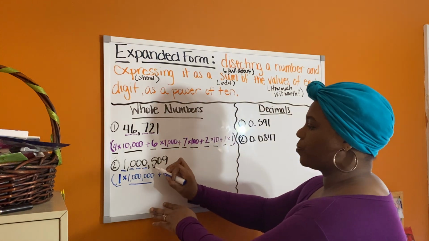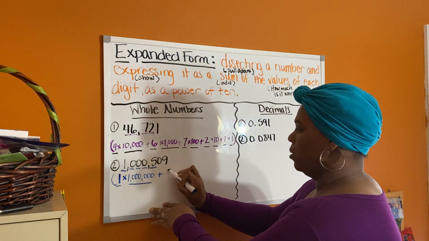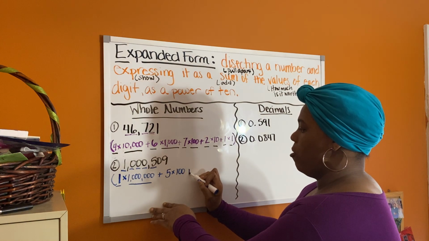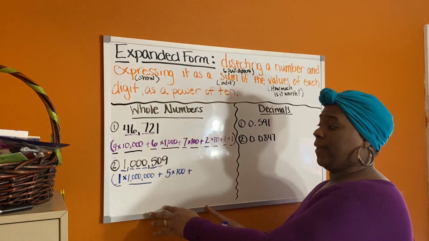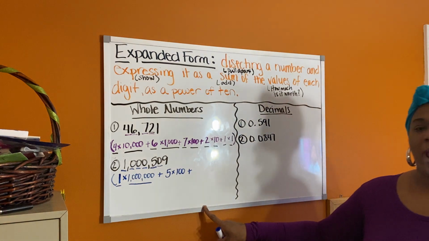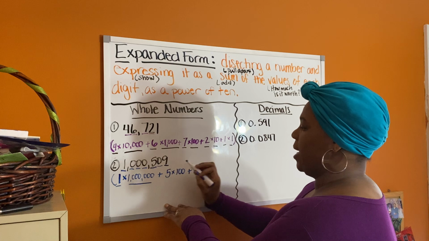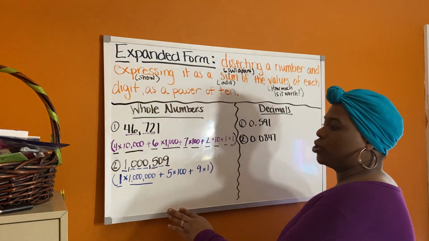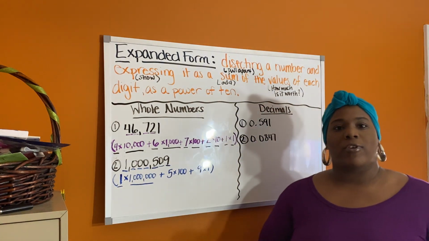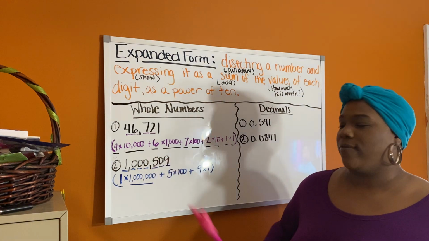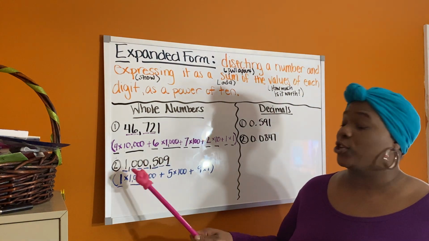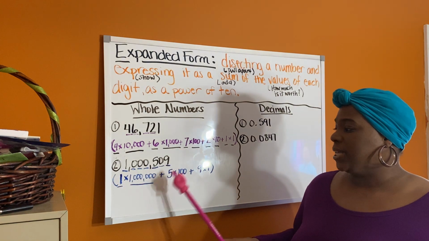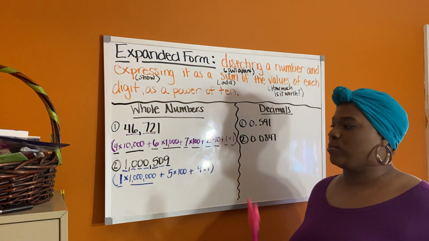My next value is a 5, and that is in the hundreds place. I then have a 0 in the tens place. I do not need to write it. My next digit is a 9, and that is in the ones place. So this is how you would correctly write from beginning to end 1,509,000. So 1 times 1 million plus 5 times 100 plus 9 times 1.